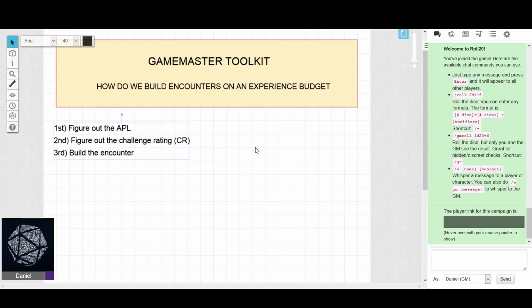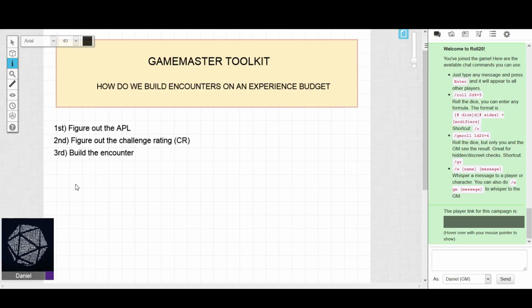Let's start at the top. The average party level. What does that mean? How do we find it? The average party level is the mean of the levels of all the members of the adventuring party. So how do we figure this if you're like me and you're bad at math? What you do is you add the levels of the individual party members together, so you just sum them up.